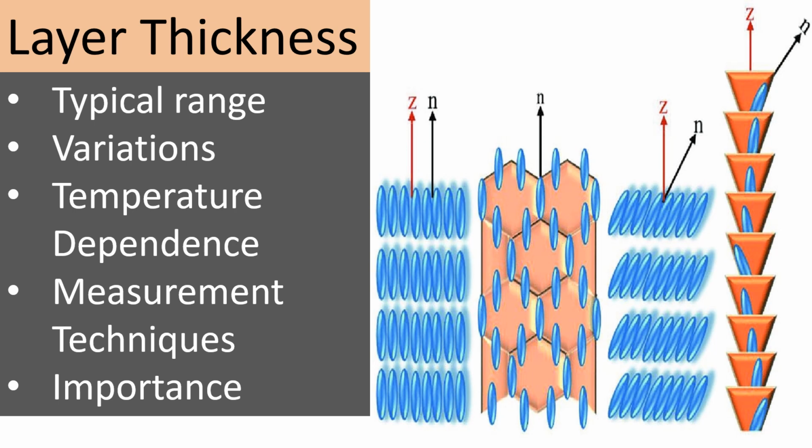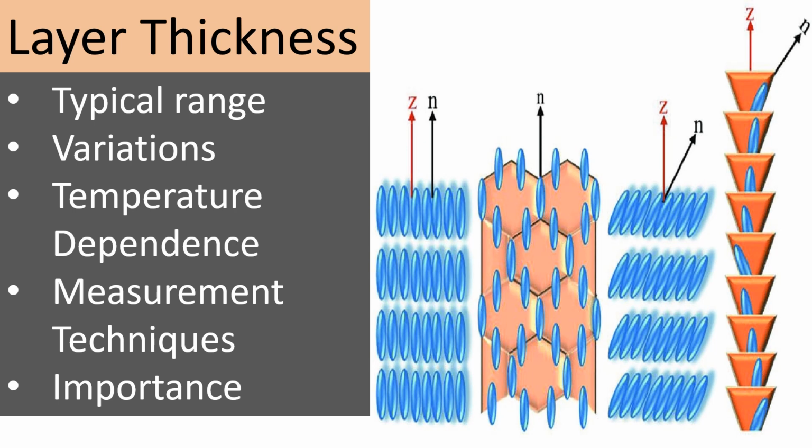Smectic A phases are characterized by layers of elongated molecules with a relatively ordered arrangement. The thickness of these layers typically falls within the range of 2 to 5 nanometers. Now let us see the variation. This value can vary depending on the specific smectic A material and its molecular structure. Factors like the length and shape of the molecules, as well as the intermolecular interactions, can influence the layer thickness.